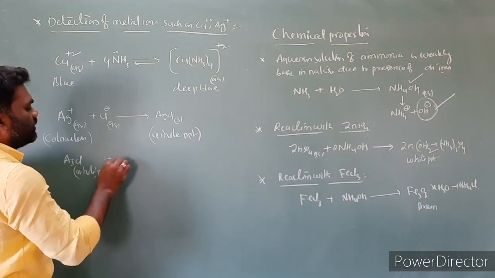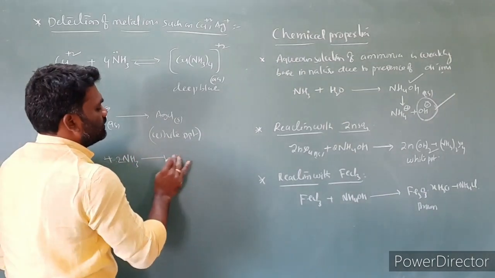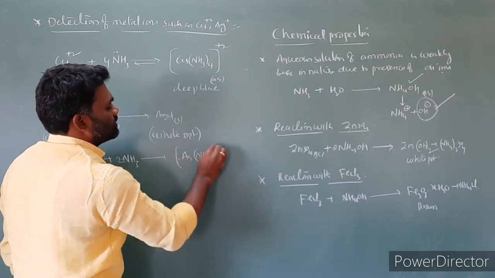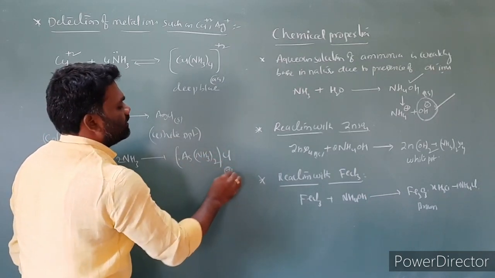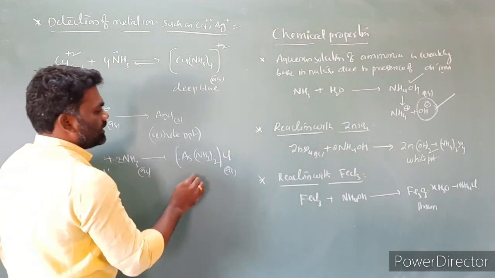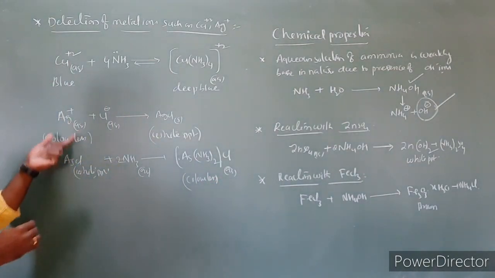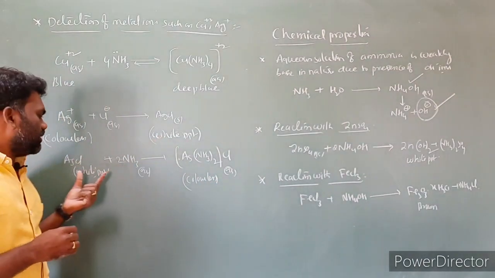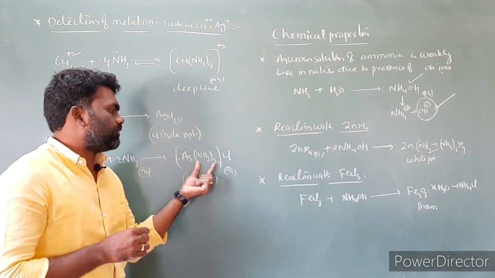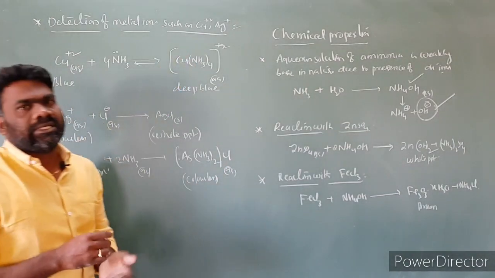Then this AgCl, white PPT, will react with ammonia, 2 moles. The product is Ag(NH3) taken twice with Cl, in aqueous. Ag(NH3)2Cl is colorless. So Ag+ is colorless, converting into white PPT, and ammonia reacts with this AgCl, leading to the formation of colorless Ag(NH3)2Cl, a coordination compound. By using this test, we are able to identify the Ag+ ions in the solution.